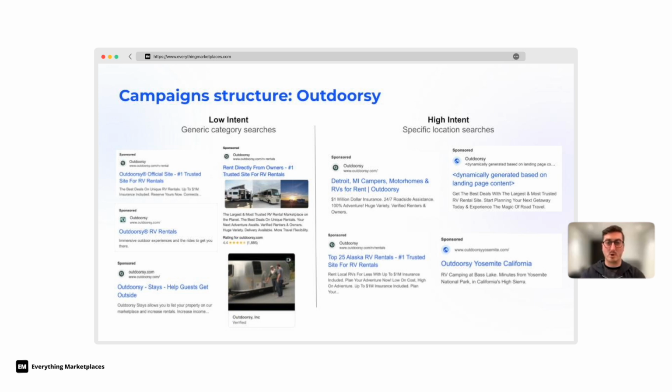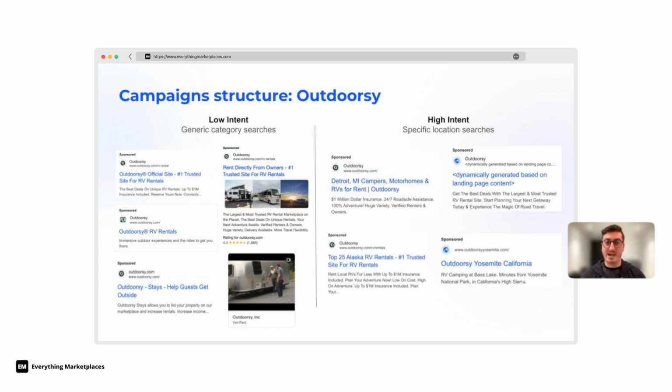Here on Outdoorsy, I classify those in two categories, low intent and high intent. What I mean here, for example, is that low intent is more of a generic category. For Outdoorsy, they promote the overall marketplace. They say Outdoorsy, official site, number one trusted site for RV rental, Outdoorsy RV rental.